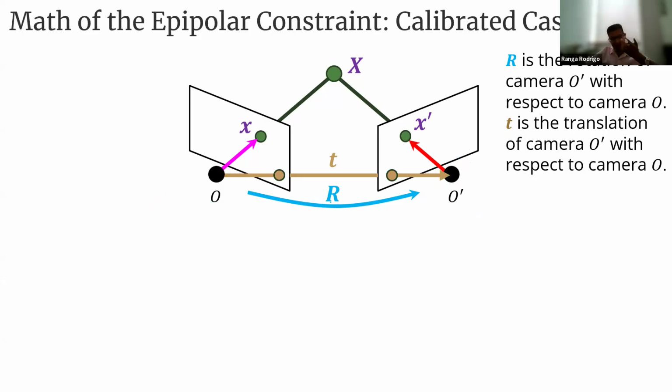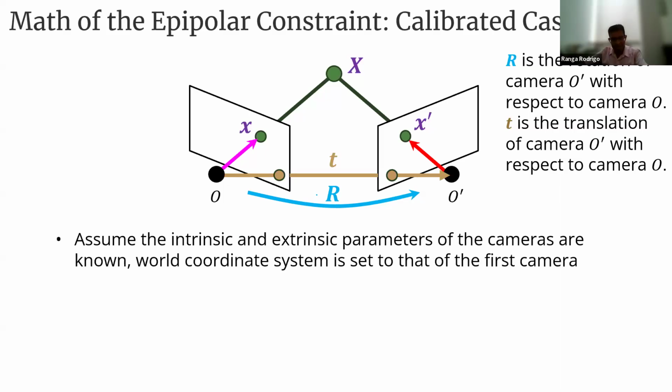Rotation matrix, it's a 3 by 3 matrix, as you know. R is the rotation of the camera O prime with respect to camera O. T is the translation, the distance between the two camera centers of camera O prime with respect to camera O. Assume the intrinsic and extrinsic parameters of the cameras are known. The world coordinate system is set to the first camera. That means the first camera's rotation matrix is the identity matrix. Consider that for the time being.